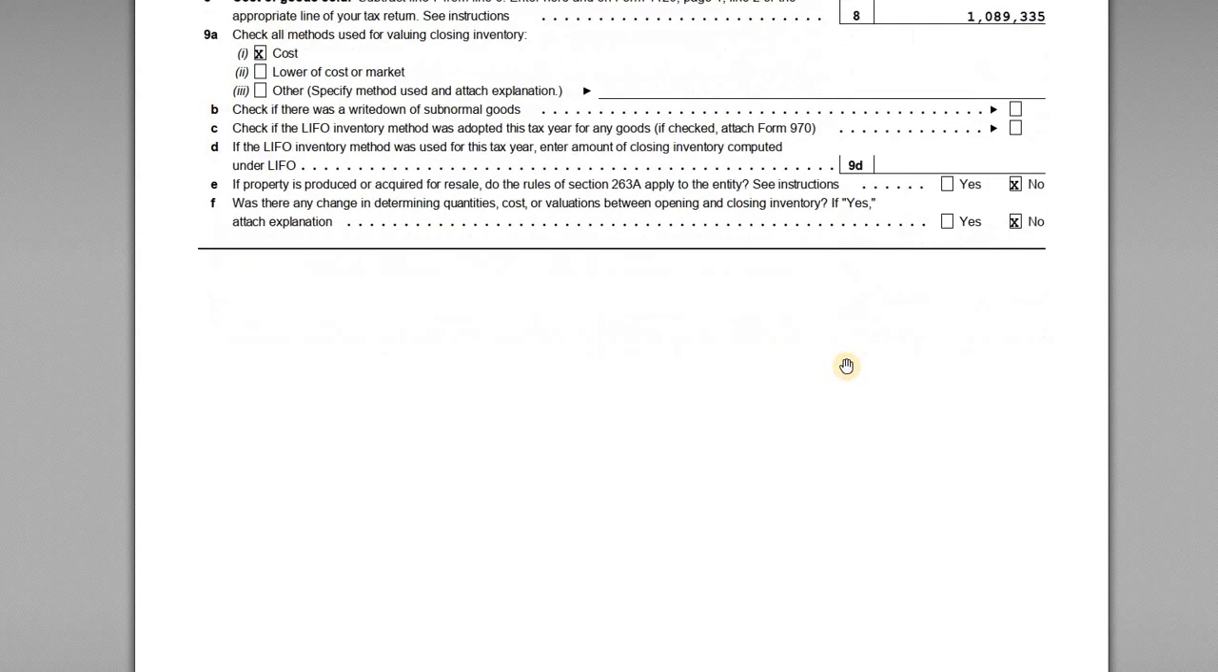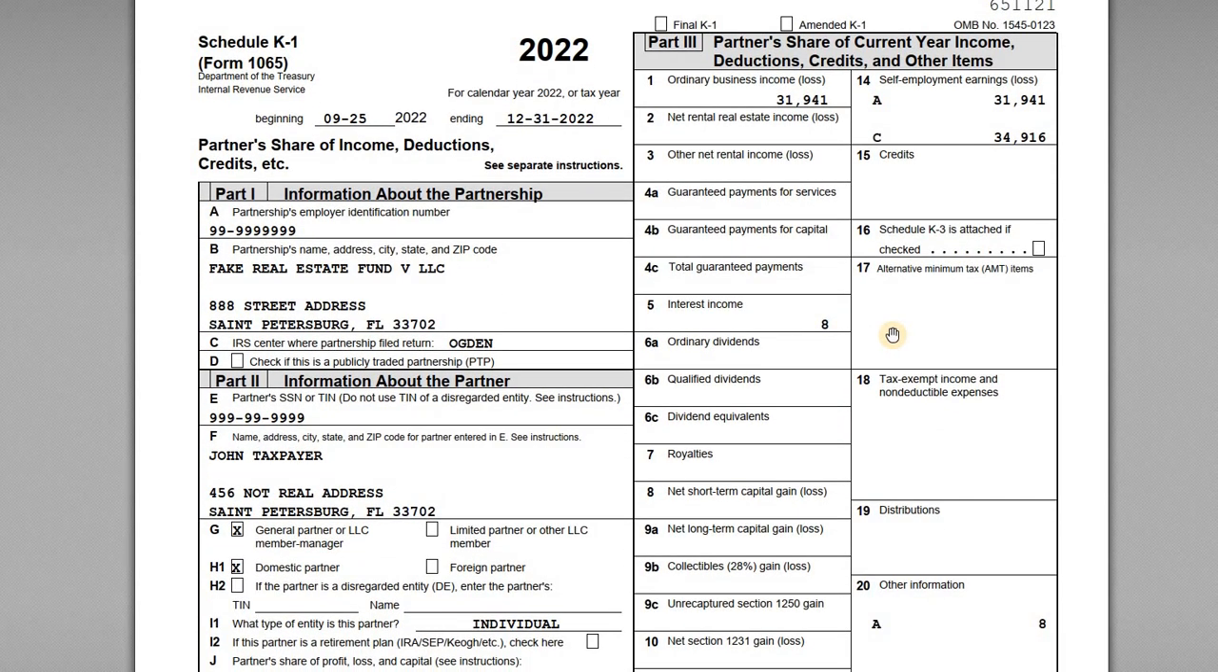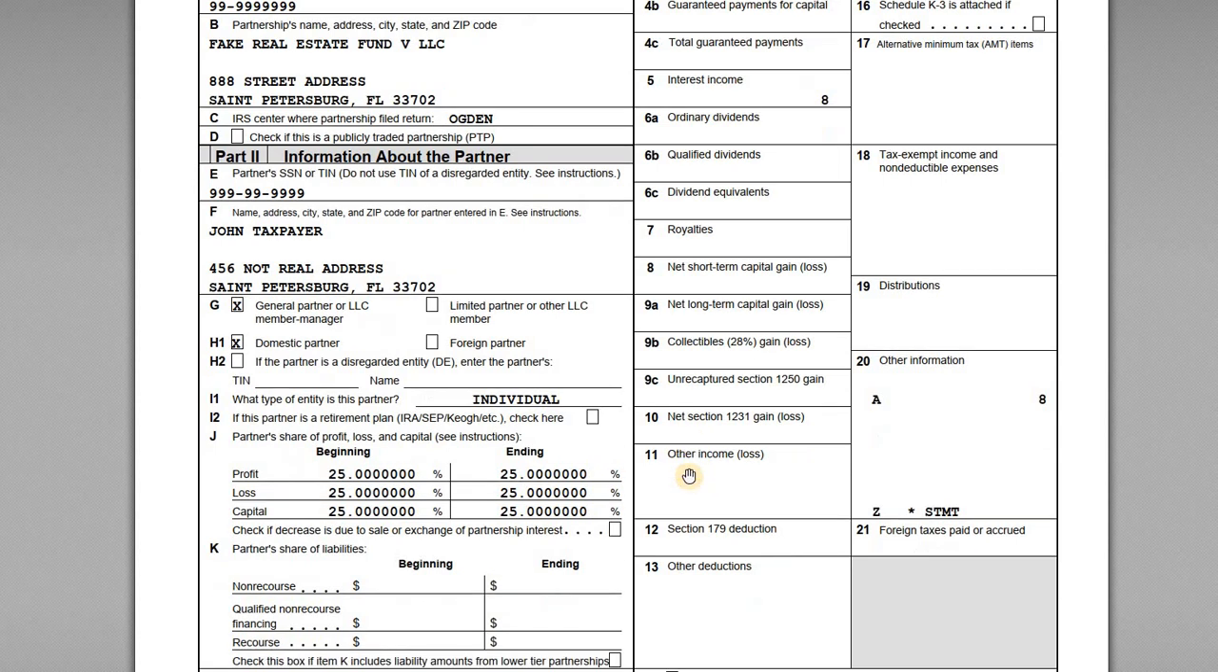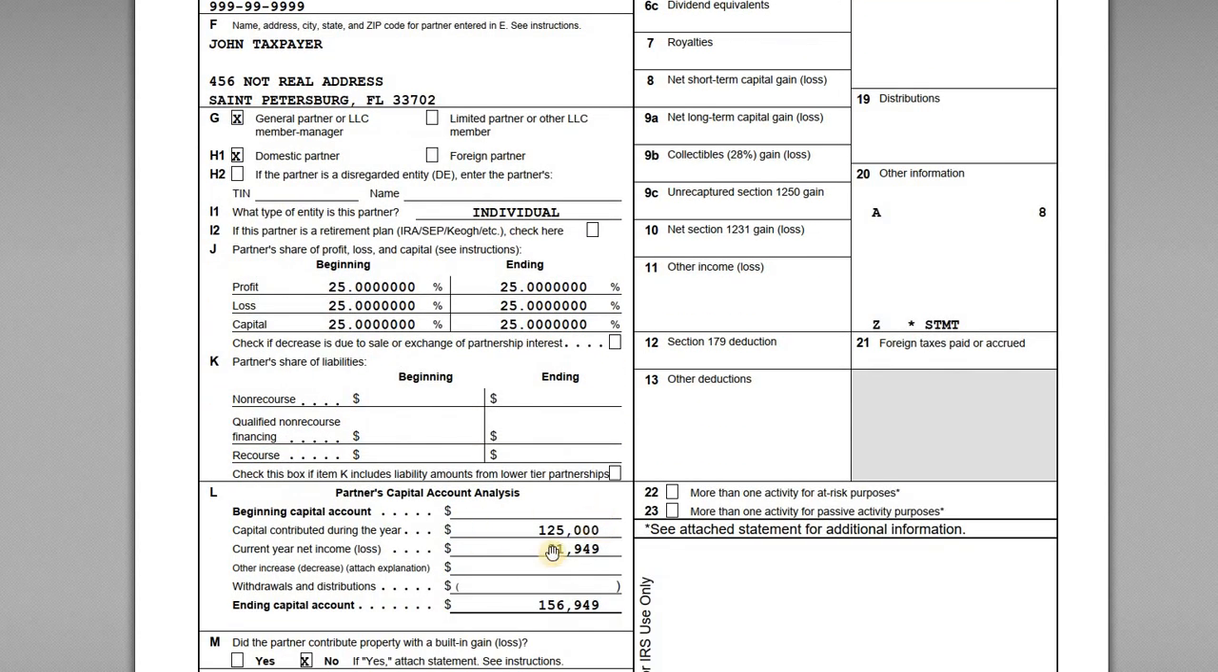Now, if we take a closer look at the K1s, we'll look at the first one here for John. So the amount of income being allocated to John is going to be 25% of the net income and other items earned by the partnership during the year. Now, with partnership taxation, right, special allocations are allowed. You can get really creative with how things are allocated to the partners. In this case, it's a very simple allocation. The amount of income and expense allocated to each partner is simply a percentage based on the amount of capital they put into the company, right? So John put in 25% of the capital, 125 grand, so he's being allocated 25% of the net income or loss and other expenses, right?